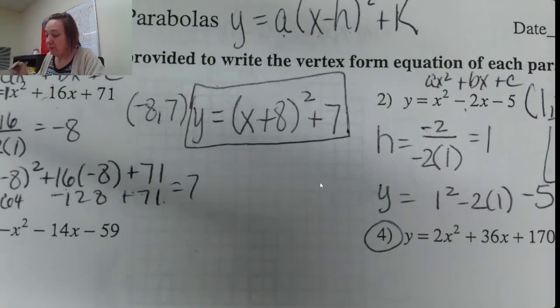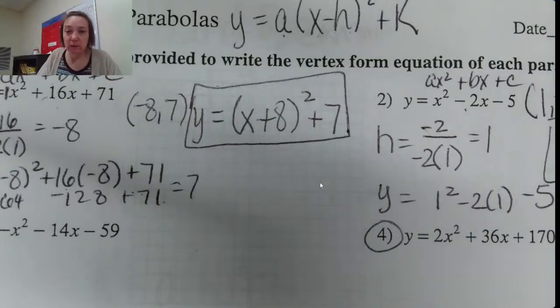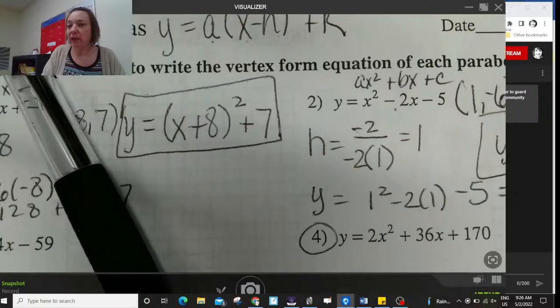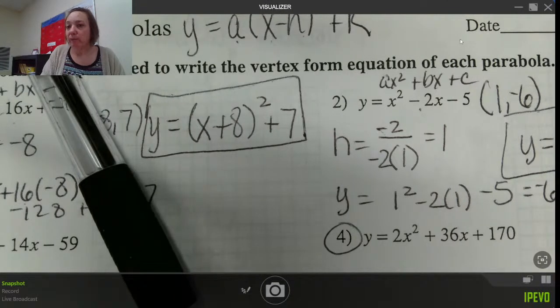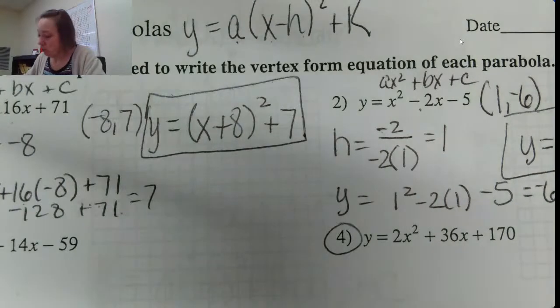Three, 4, 5, 6, and 7. And you can stop there. We'll do 8 together. But I mean, it's worth a shot. Okay. So I told you guys to do 3, 4, 5, 6, and 7. Look at 8 with me.